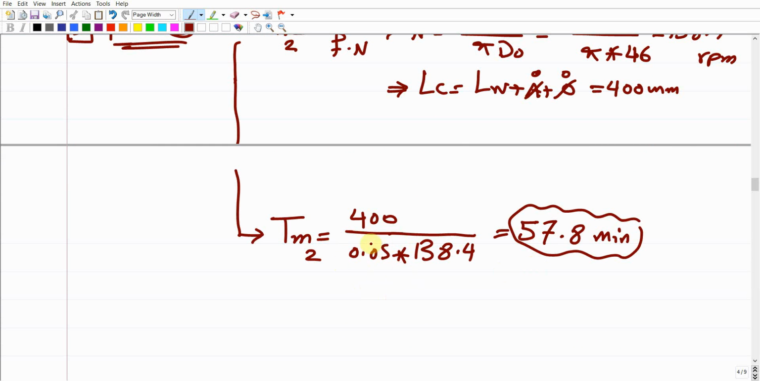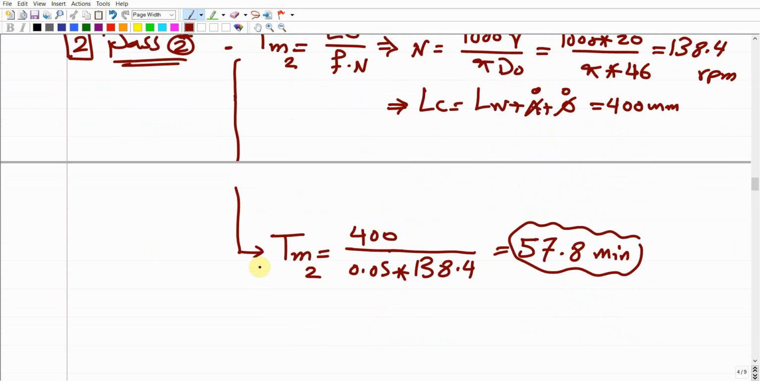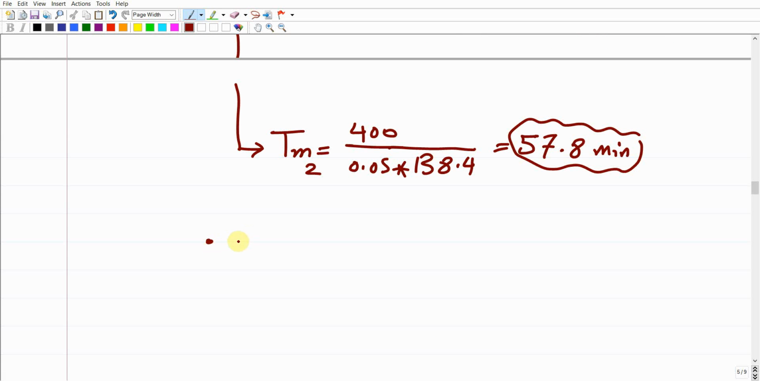Why? Because we are using a very small feed. It means that this finishing operation is gonna take very long time, and this increases the cost of the part. This part will be very pricey. Because of what? Because it is a finishing operation, so it takes long time to perform. How about the second meter removal rate?